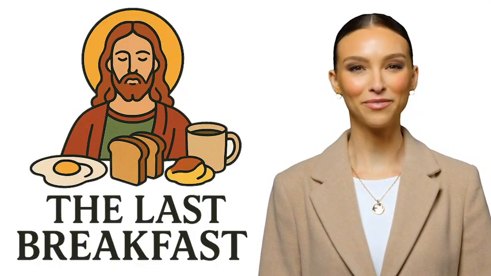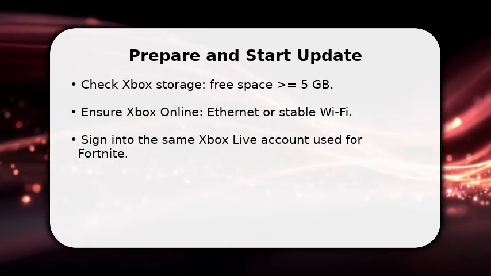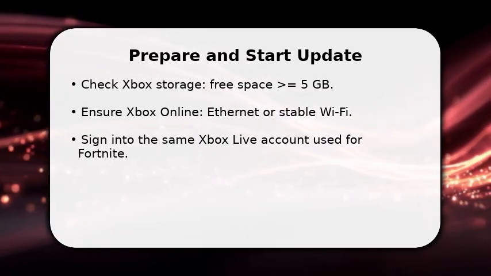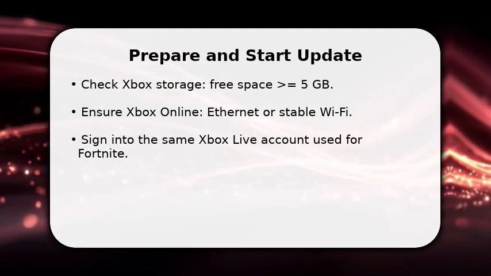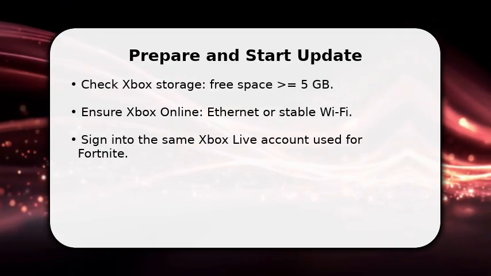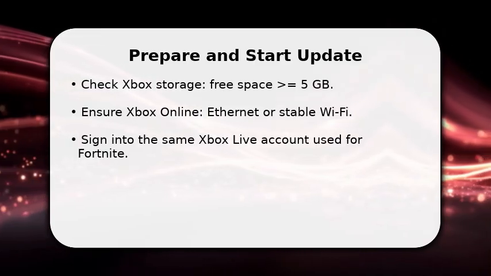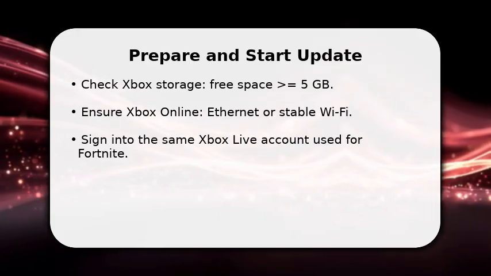Please enjoy the video. You begin by freeing necessary space and confirming network access. This prevents interrupted downloads. Once signed into your Xbox account, navigate to My Games and Apps and highlight Fortnite. Press Menu and select Manage Game and Add-ons so you can see pending updates. If an update is listed, choose Update immediately. This kicks off the download.